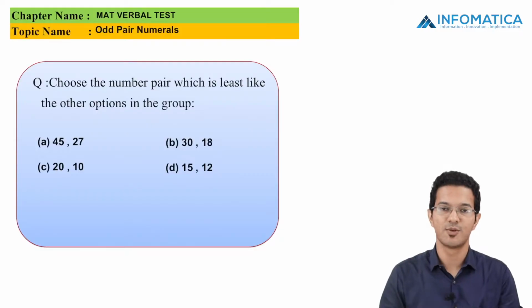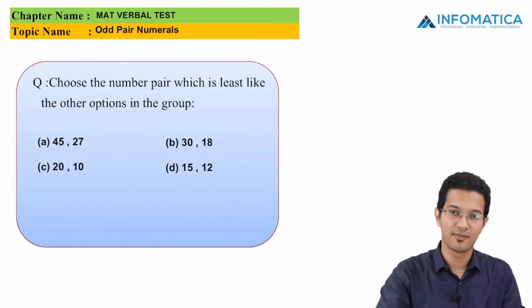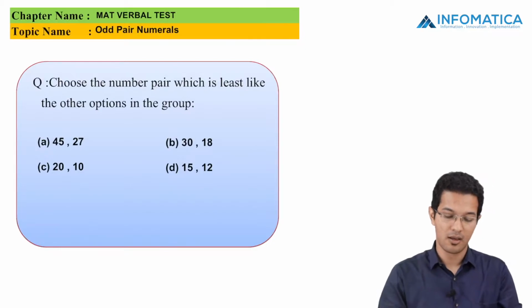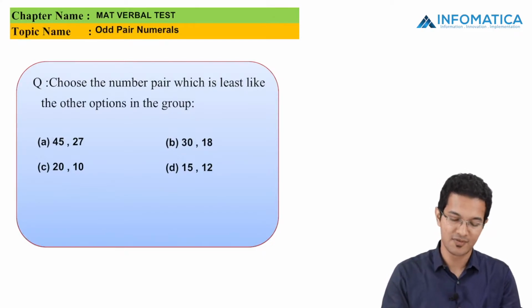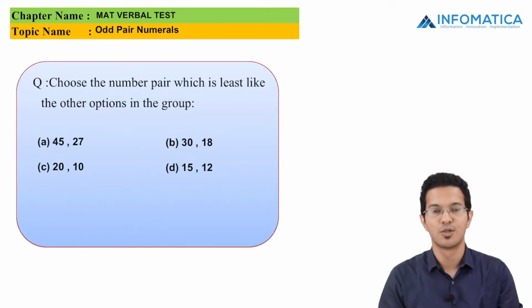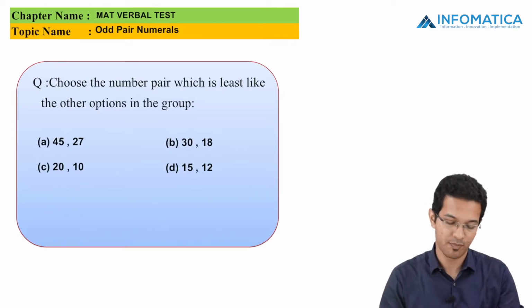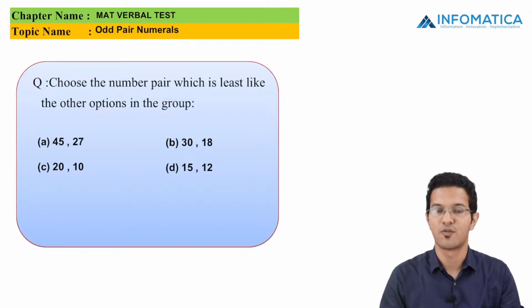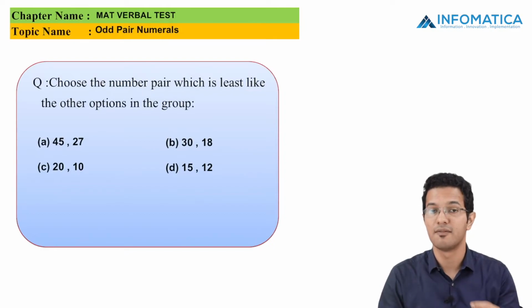The first MCQ says that option A is 45 and 27, option B is 30 and 18, option C is 20 and 10, and option D is 15 and 12. So as usual, let us go for the pattern or the sequence. Option A is 45 and 27. If you see this pair, we can say that 45 and 27 is divisible by 3.